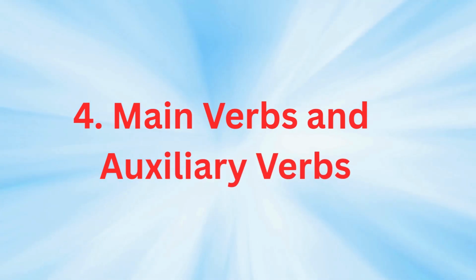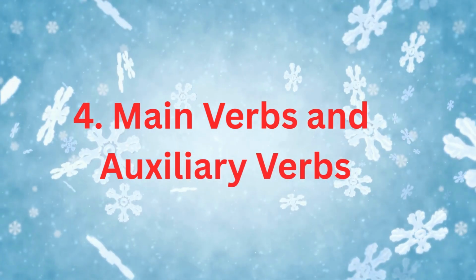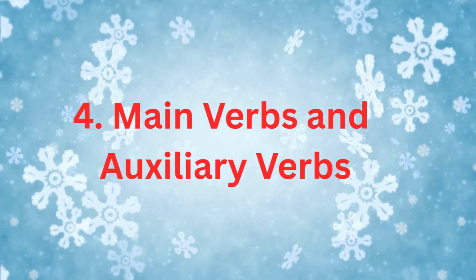4. Main verbs and auxiliary verbs. Another important distinction is between main verbs and auxiliary verbs. Main verbs express the central action or state in a sentence, as seen in sentences like, she writes letters, and they live in Nairobi. Auxiliary verbs, also called helping verbs, support the main verb by showing tense, voice, mood, or by forming questions and negative sentences. The most common auxiliary verbs in English are be, have, and do. For example, in the sentence, she is reading, the verb is helps the main verb reading, while in, they have finished their work, have helps finished.